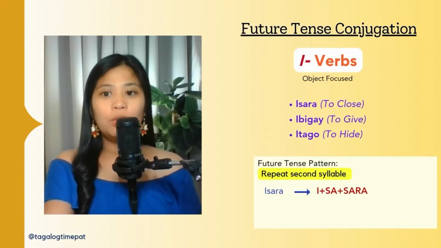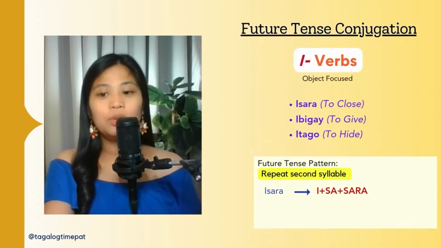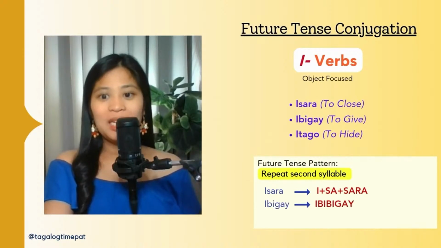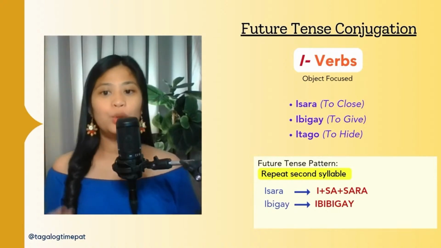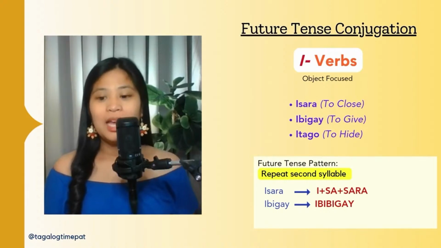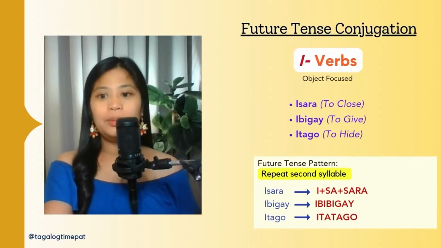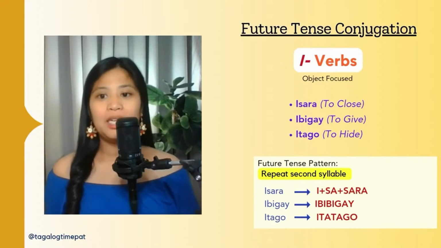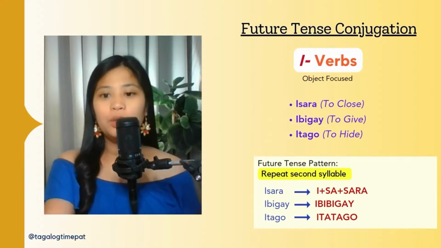You give it a try. What do you think ibigay, to give, and itago, to hide, will be in the future tense? And just follow this pattern. Okay? Ibigay will be ibibigay. Ibibigay ko yung regalo. I will give the gift. Ibibigay. And then itago, to hide, will be itatago. Itatago ko yung pera. I will hide the money. Itatago. So again, you are just repeating the second syllable.